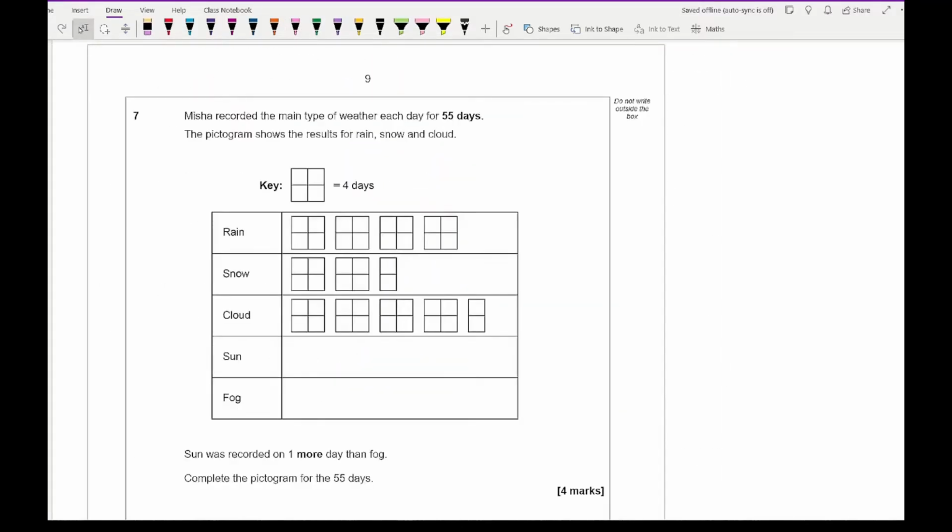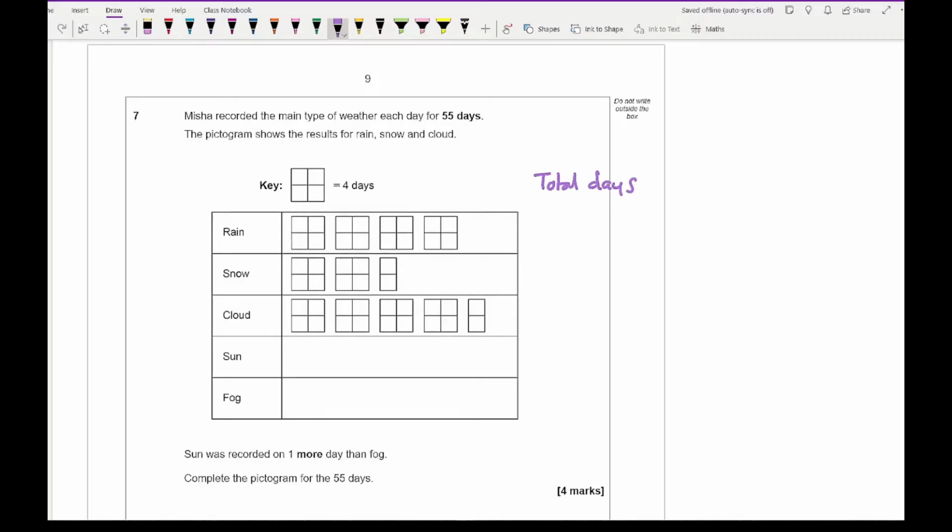Now for question 7, it says Misha recorded the main type of weather each day for 55 days. The pictogram shows the results for rain, snow and cloud. Sun was recorded one more day than fog. Complete the pictogram for the 55 days. So the first thing we need to do for this question is tally up the total days. Here we can see that each block of 4 represents 4 days. So one little square represents 1 day.